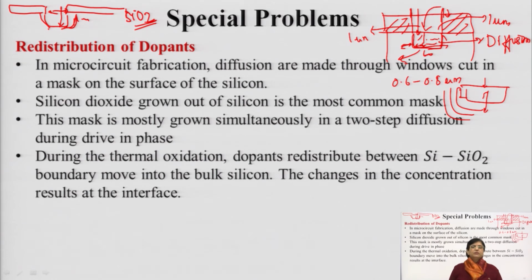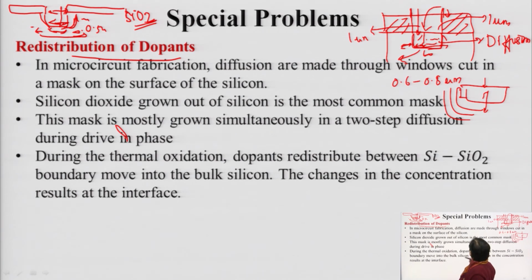When the lateral diffusion happens, rather than having only 1 micrometer, you will have some 0.5 micrometer happening here also, and 0.5 micrometer happening here also. So that means instead of 1 micrometer vertical and 1 micrometer horizontal, you will have 2 micrometer horizontal and 1 micrometer vertical. To prevent this, whenever you are using silicon dioxide as a mask, you need to study the behavior of these dopant species at the silicon dioxide interface, and that is studied under the redistribution of dopant category.